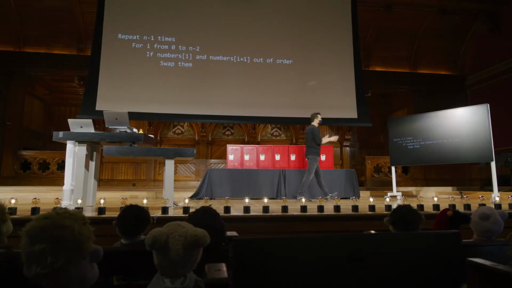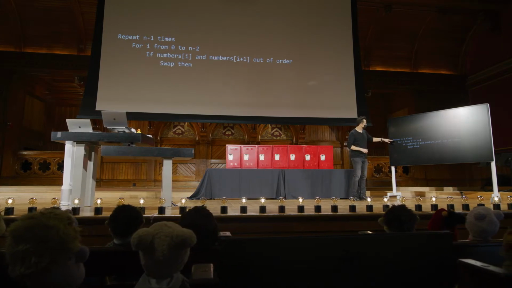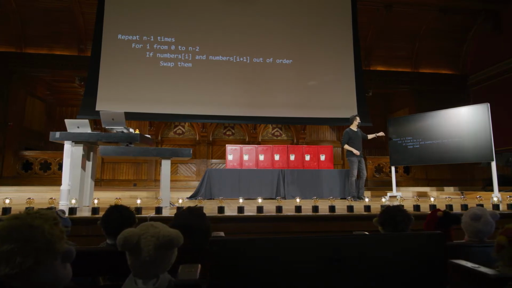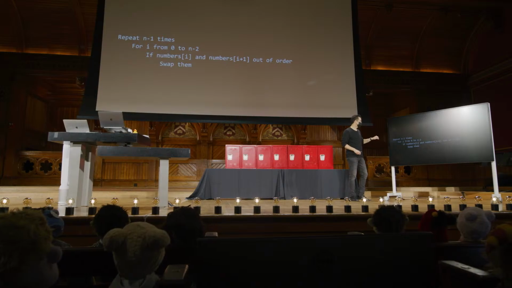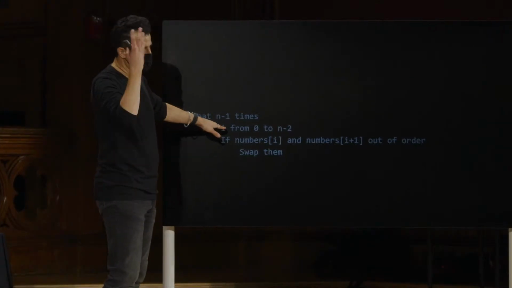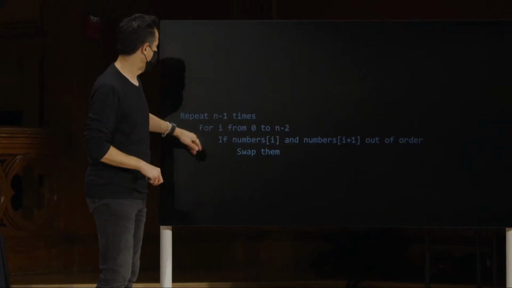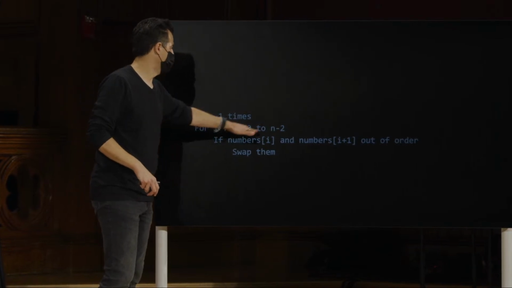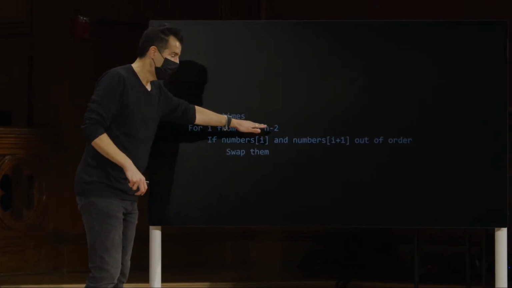So here we have pseudocode for bubble sort. You could write this in different ways too, but let's consider what we did on the stage. We repeated the following n minus 1 times. We initialized, even though I didn't verbalize it this way, a variable i from 0 to n minus 2.